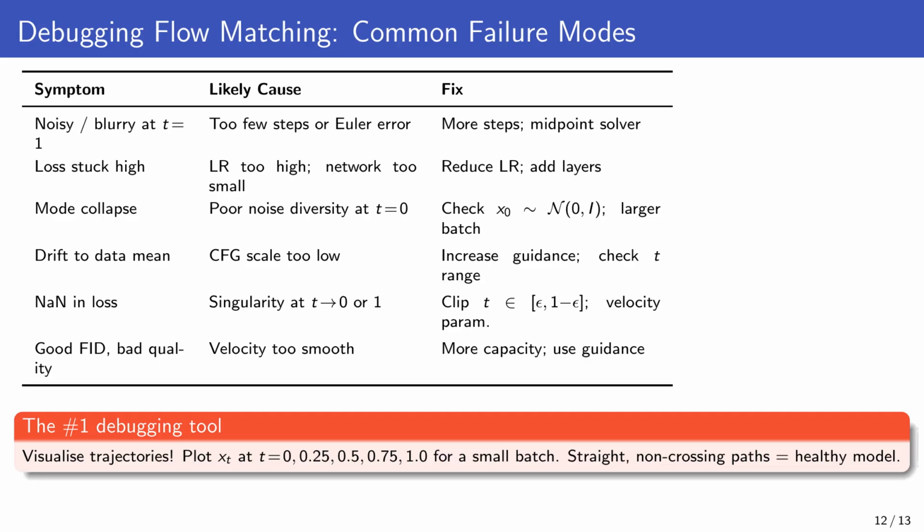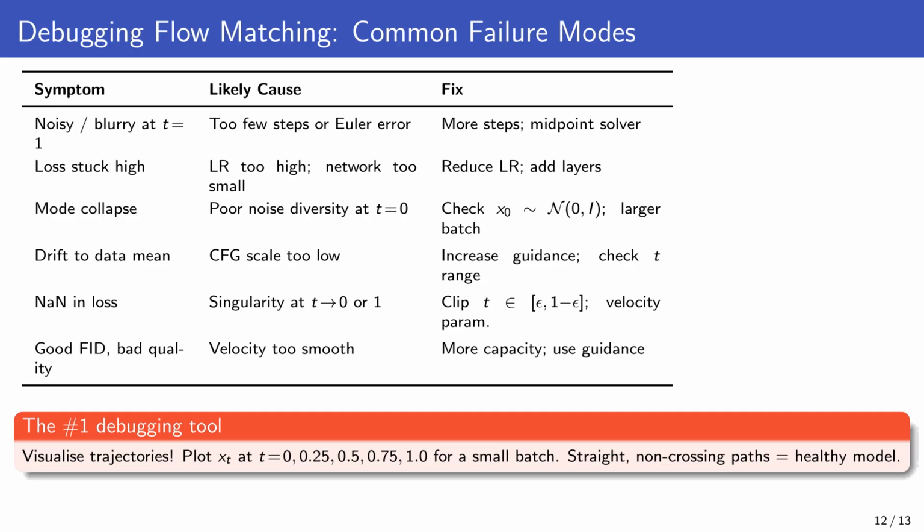Mode collapse, where all your samples look the same, usually means something is wrong with your noise sampling. Verify that x0 is actually drawn from a standard Gaussian and that your batch size is large enough to cover the data distribution. If your samples always drift towards the mean of the data, classifier-free guidance is probably too weak or your time variable is not reaching 1. With the x1 prediction parameterization, you may also need to clip t away from the boundaries to avoid singularities.